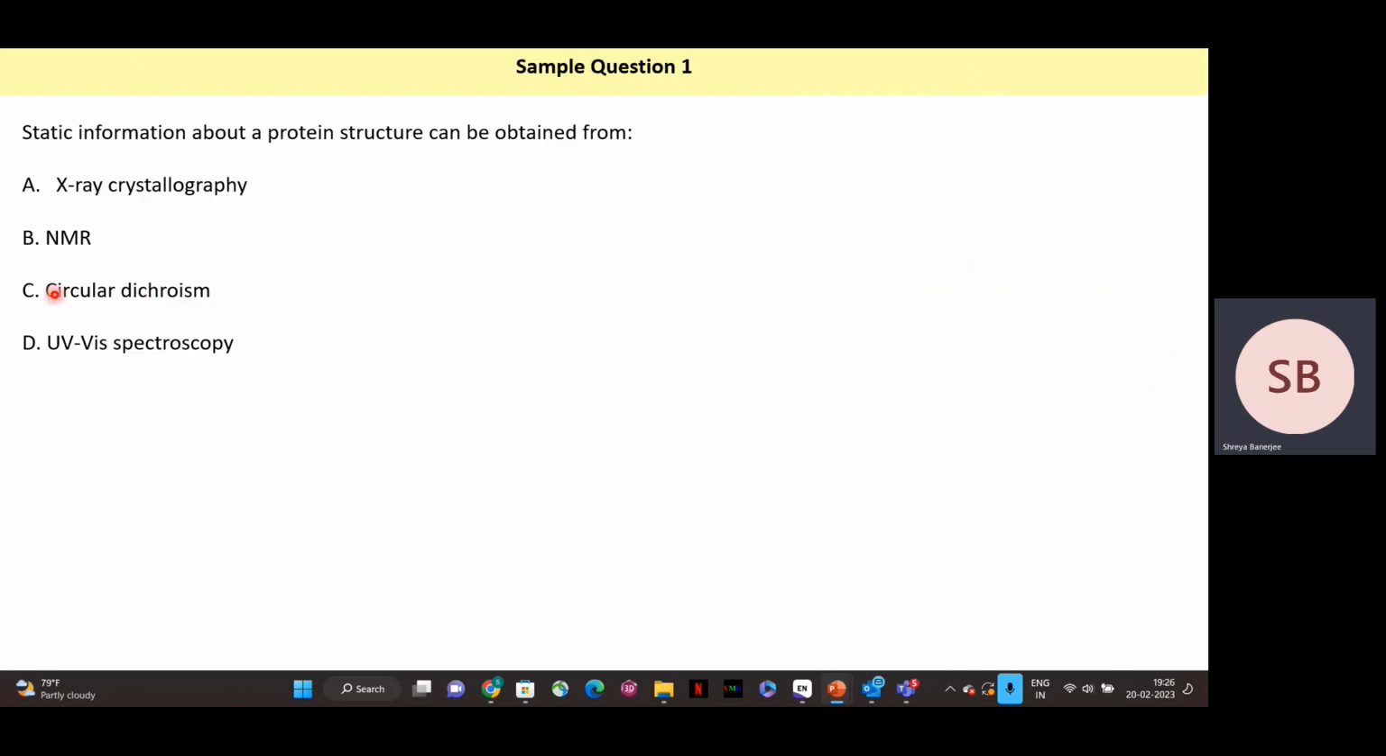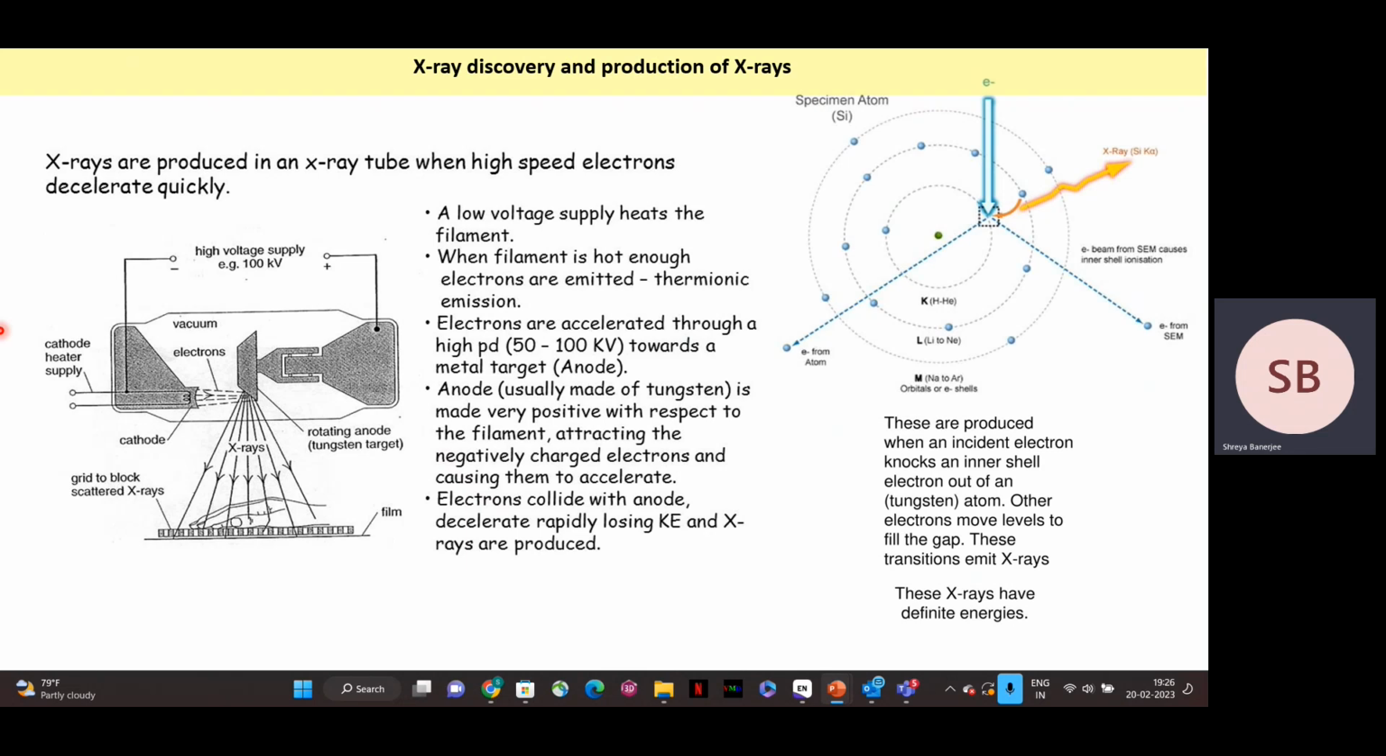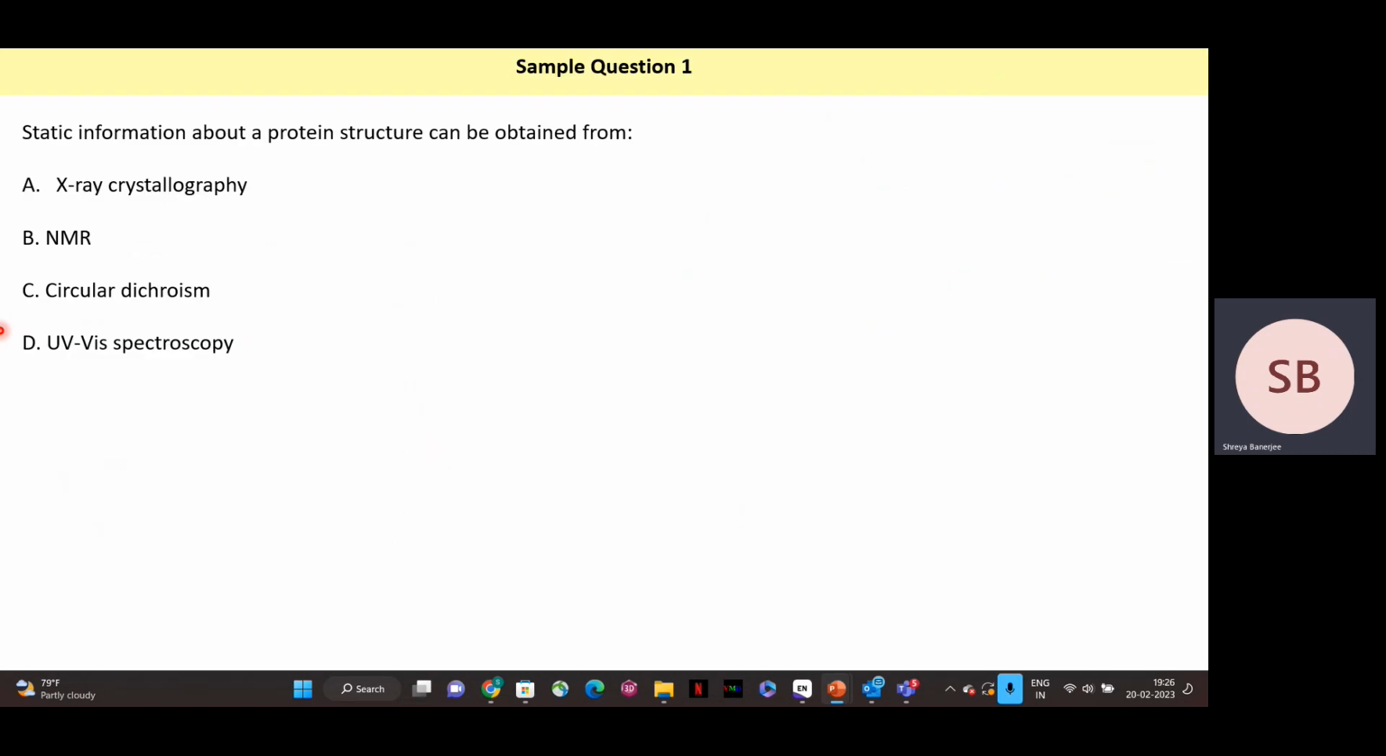So now that we have gone through the lectures that were taught in week 3, we will now deal with a few sample problems. So I'll go to the first sample question, which is: static information about a protein structure can be obtained from which of these following methods? I'll give you some time to work it out and then I'll discuss the answer.